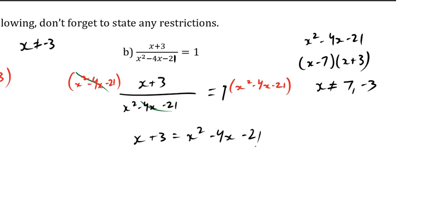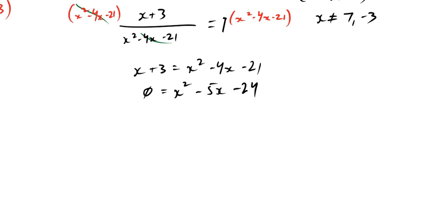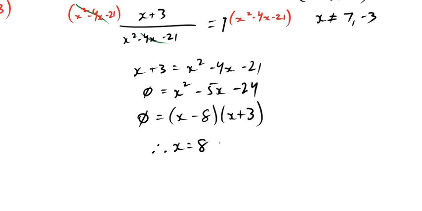It's very different from the last one. Move X plus 3 to the other side. Okay, great. So 0 equals X squared minus 5X minus 24. Does that look right to you? Okay, nice. So it's a quadratic equation that we're just solving. And how do I solve this? It looks like it's factorable: (X minus 8)(X plus 3). Therefore, X equals 8 and X equals negative 3.